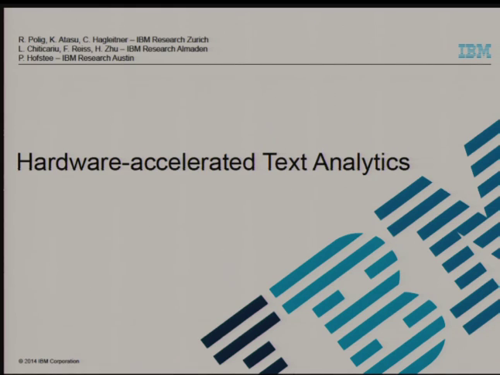Thank you, Professor Taylor, for the introduction, and thank you for having us here and me for presenting the Hardware Accelerated Text Analytics project that we're having at IBM Research at the moment. It is a joint research project between the research lab in Zurich and the research lab here in Almaden in California, who wrote the original text analysis software. And there's also been support from the colleagues from IBM Research in Austin.